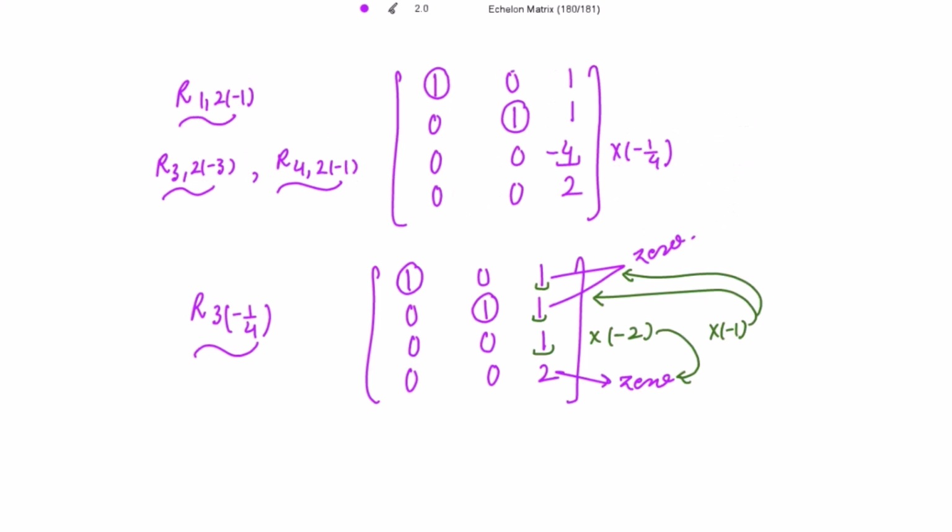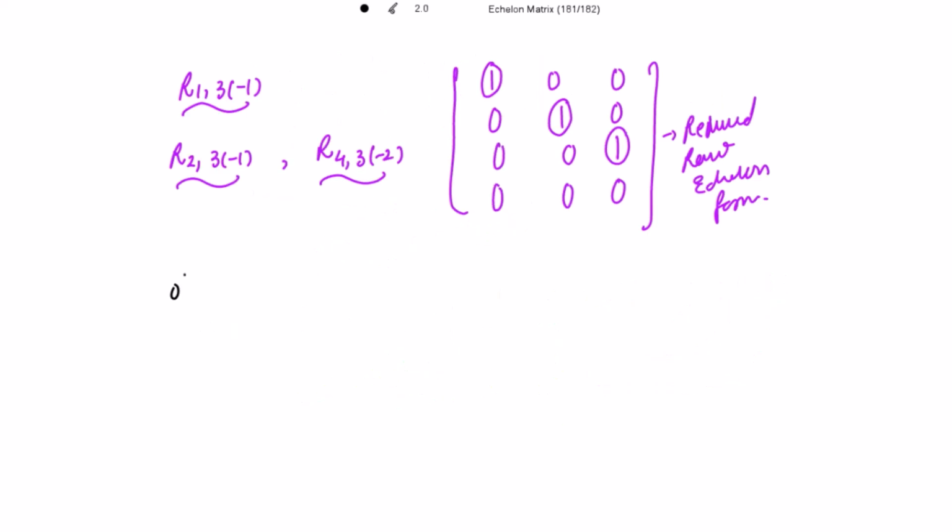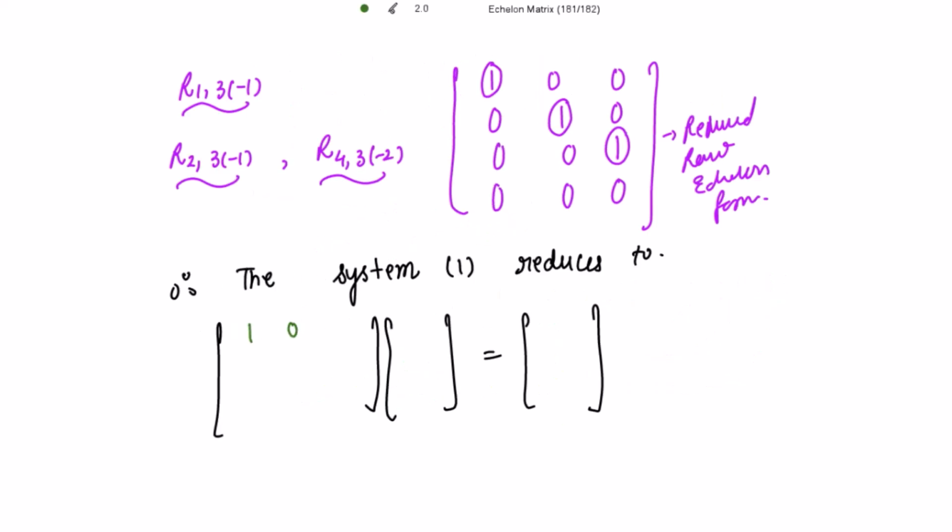Let me mark that system to be 1. Please mark this as 1. And replacing this matrix A with the row echelon matrix, the reduced one, the reduced row echelon matrix, right? So therefore the system 1 reduces to 1, 0, 0, 0, 1, 0, 0, 0, 1 and 0, 0, 0. And here we are having alpha, beta and gamma and here 0, 0, 0, 0.